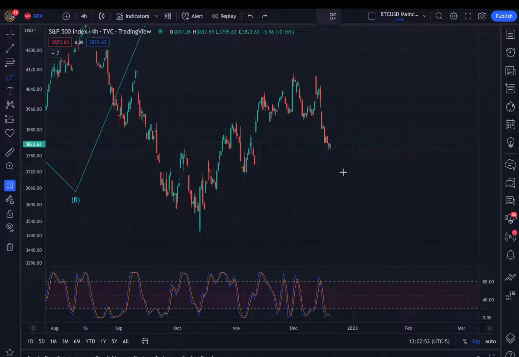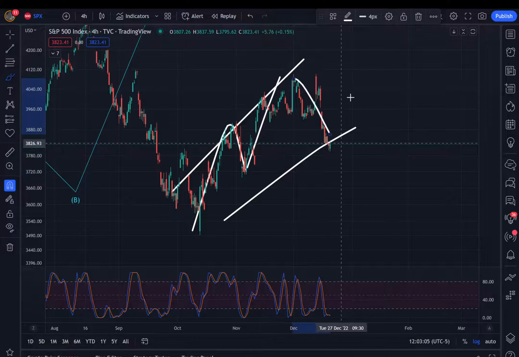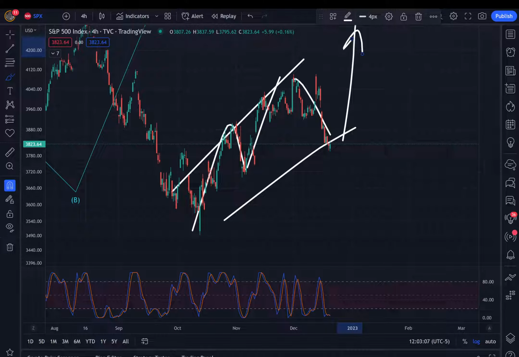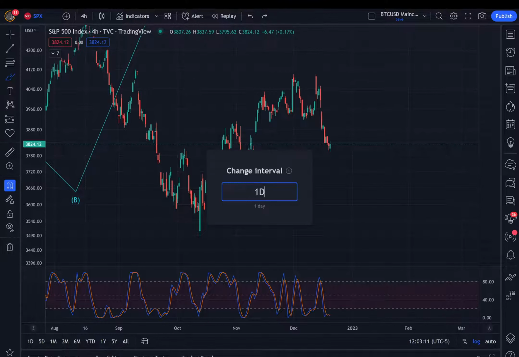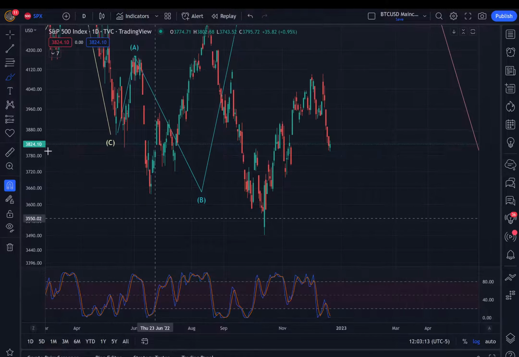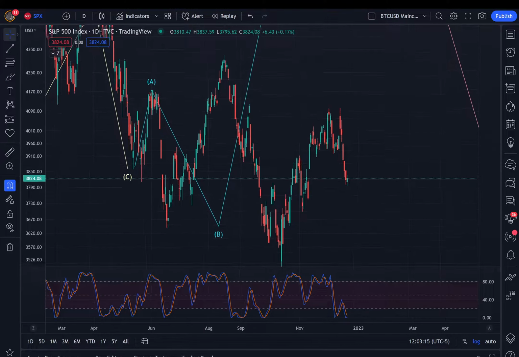I do see a huge bounce in the SPX as a result of this count. It looks very much like a leading diagonal, right? Doesn't it? 5, 3, 5, 3, 5. And it's going to probably extend. Let's go on the daily really quickly. It's about to be a really, really green Christmas.